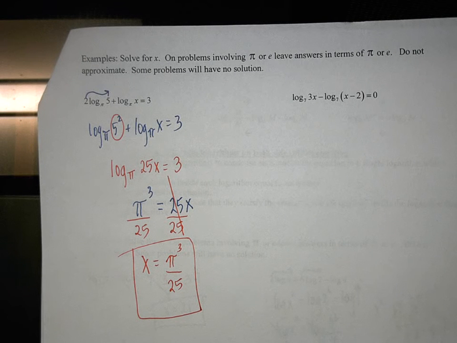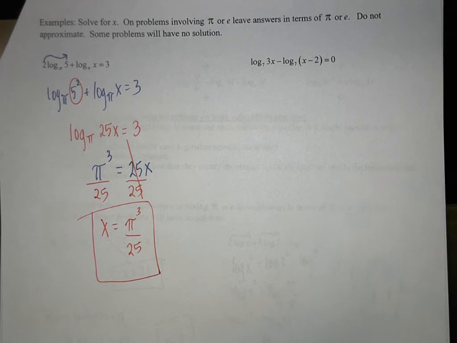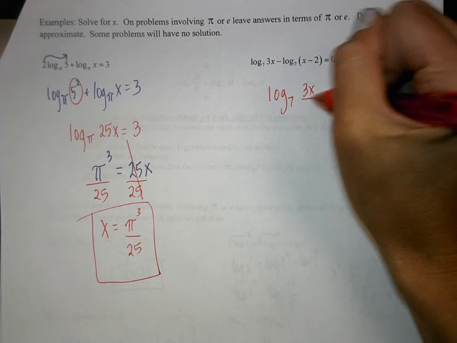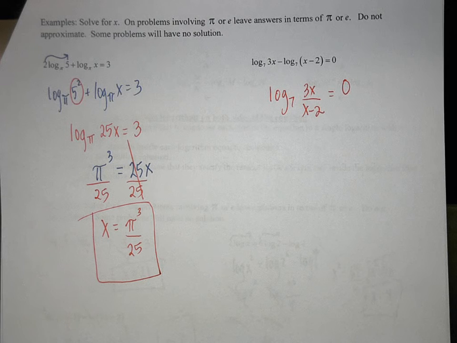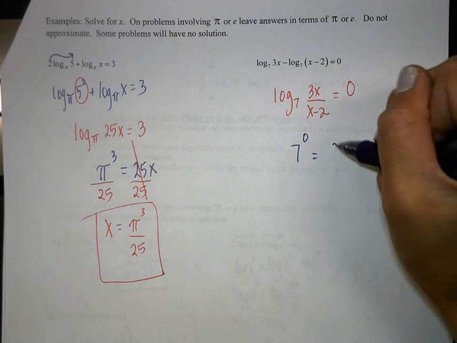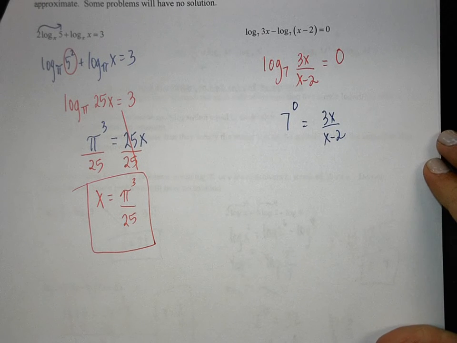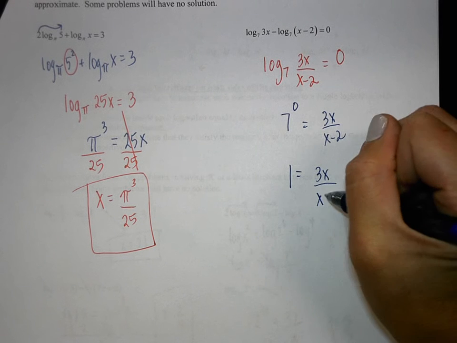Do we have questions? Okay. Last one. Subtraction will change to what? Division. So we're going to condense. We have log base 7 of 3x over x minus 2 equals 0. Changing it to exponential form, how will I write that? 7 to the 0 equals 3x over x minus 2. What is anything to the 0 power? 1. So 1 equals 3x over x minus 2.